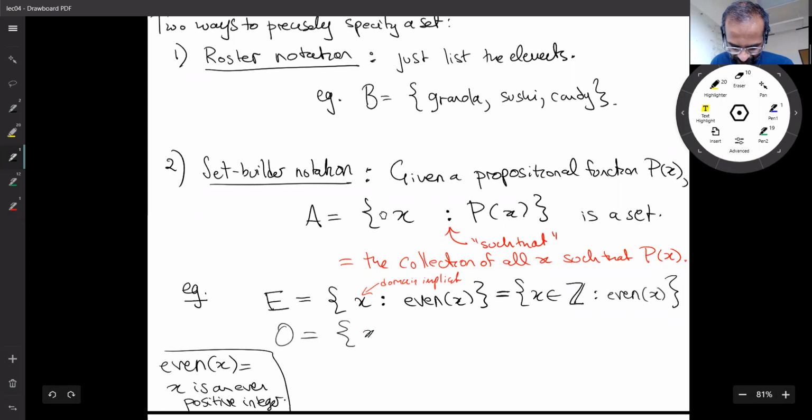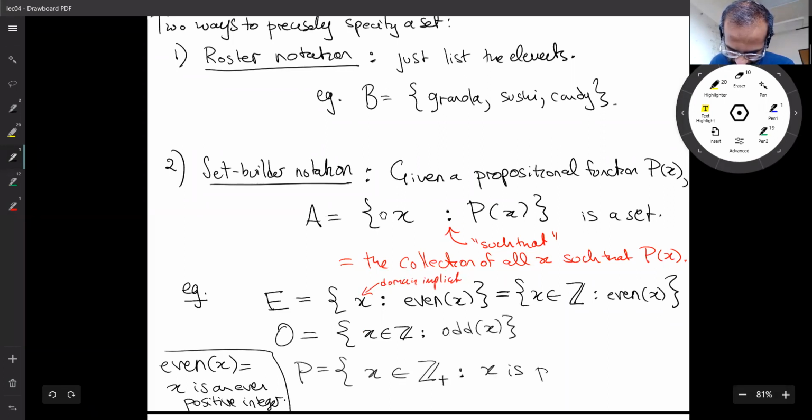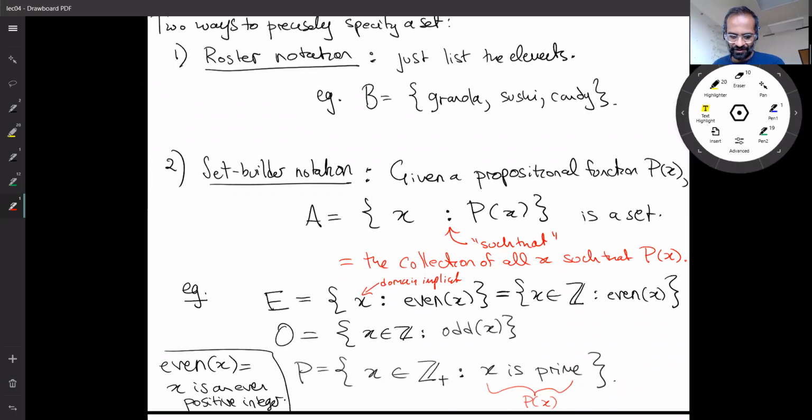Here are some other infinite sets. This is the set of integers x such that x is odd. Or here's the set P. This is the set of, let's say, positive integers x such that x is prime. And these are all valid instances of set builder notation because x is prime is a propositional function, right? In this case, this is my P of x. So using this, you can define sets based on propositional functions.